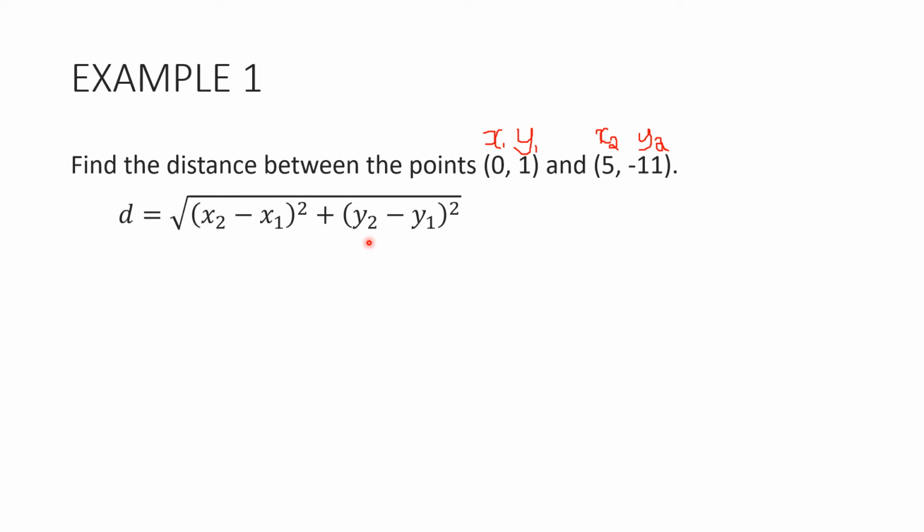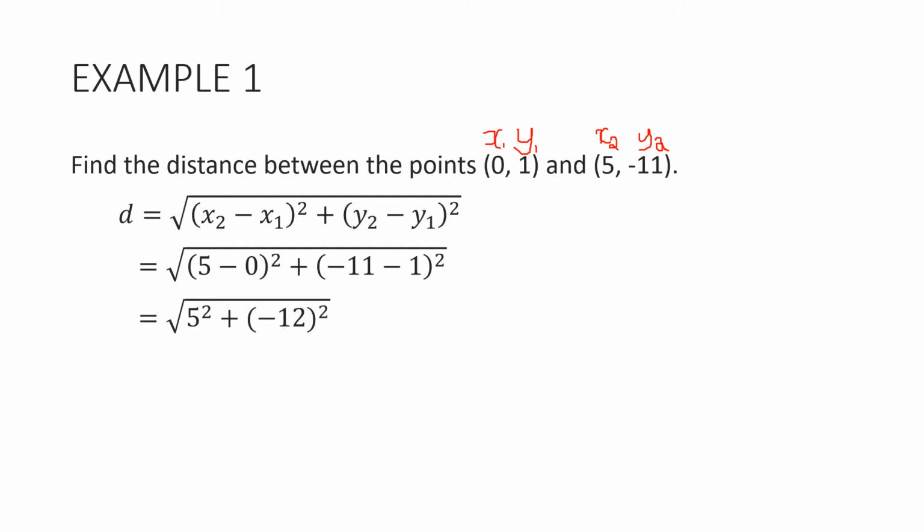Alright, so x2 is 5, then we're going to take away 0 and then square it, plus. And then we're going to do -11, take away 1, and then square it. Okay, now be patient when you're working this out because of the negatives. This part's alright, this is 5 squared, which is 25, plus we've got -12 here, all squared. So remember, when we've got a negative inside a bracket and we're squaring it, that's going to become positive because this is negative times a negative.